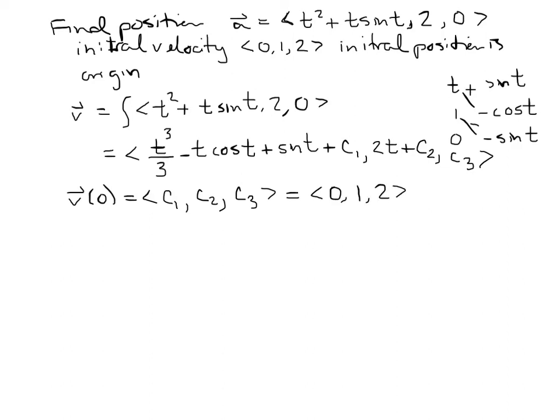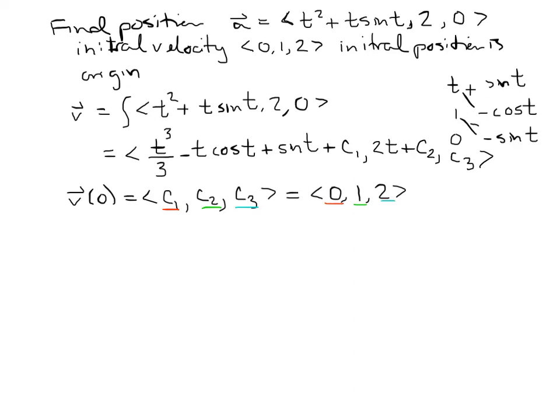This is going to equal that initial velocity of 0, 1, 2. So C1 is going to be 0. C2 is 1. C3 is 2. All right, so that gives me all of those constants.